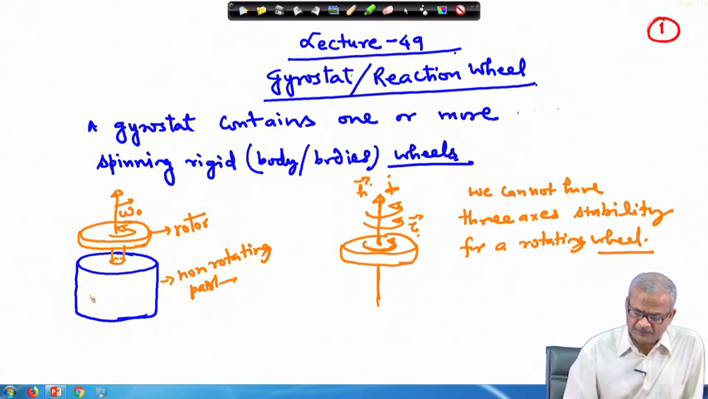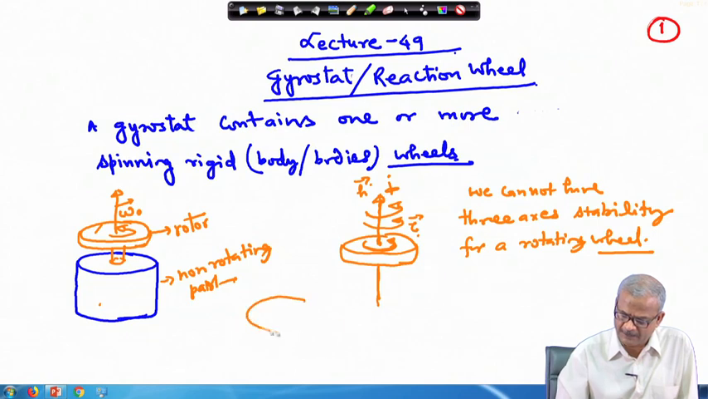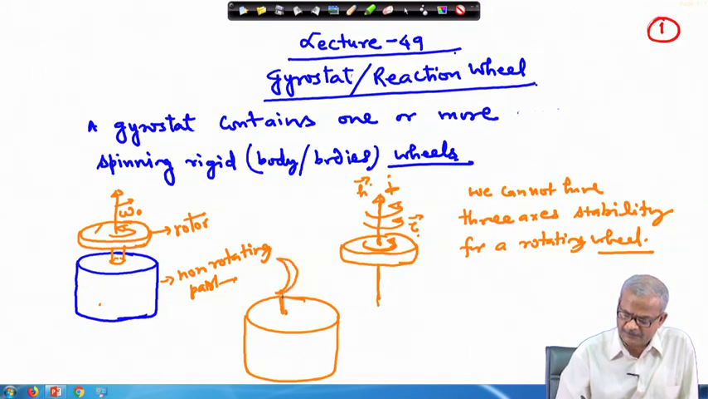If you have a rotor, either this part may be rotating or that part may be rotating. Sometimes you have a satellite where there may be an antenna for communication purposes, or a transponder. This transponder is pointing toward the earth, or it may be some optical instrument pointing in a particular direction, while this part is non-rotating and this is the rotating part.